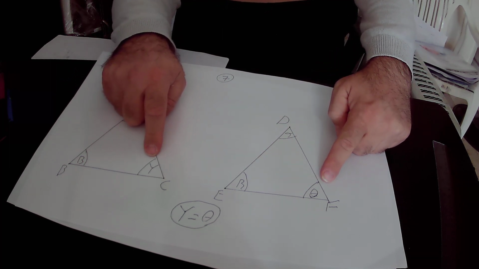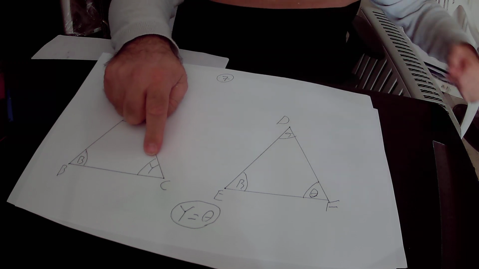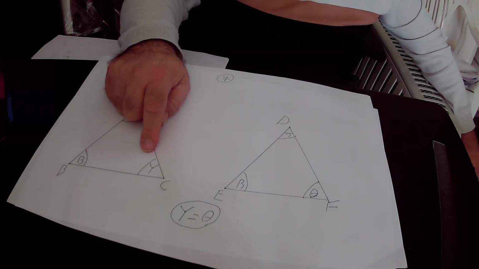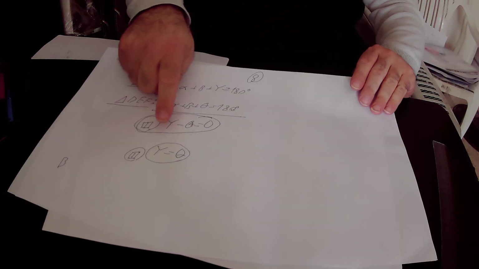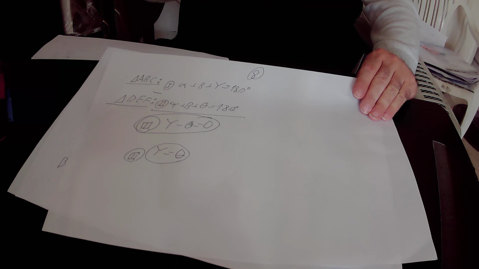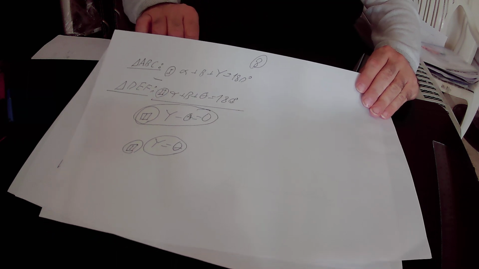That is to say, we wanted to prove that angle gamma equals angle theta, and we indeed proved that angle gamma equals angle theta. Okay? So we actually proved that the third angle theorem is true. And we return to our original drawing.